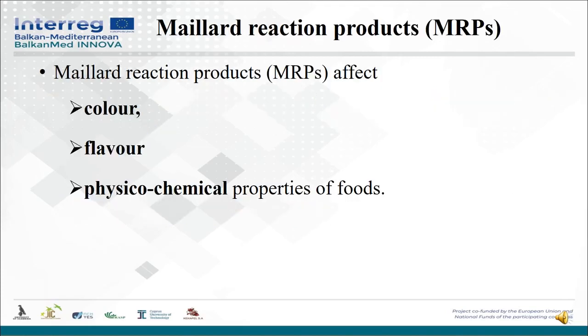Maillard reaction products. The Maillard reaction is a reaction between amino acids and reducing sugars. In fact, this reaction is very common during heating of foods, and the Maillard reaction products affect the color, the flavor, and the physicochemical properties of the food.